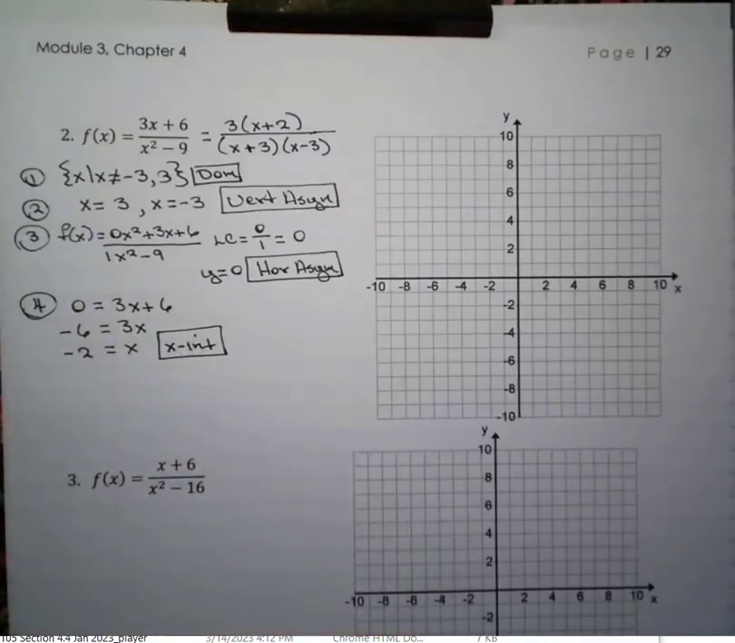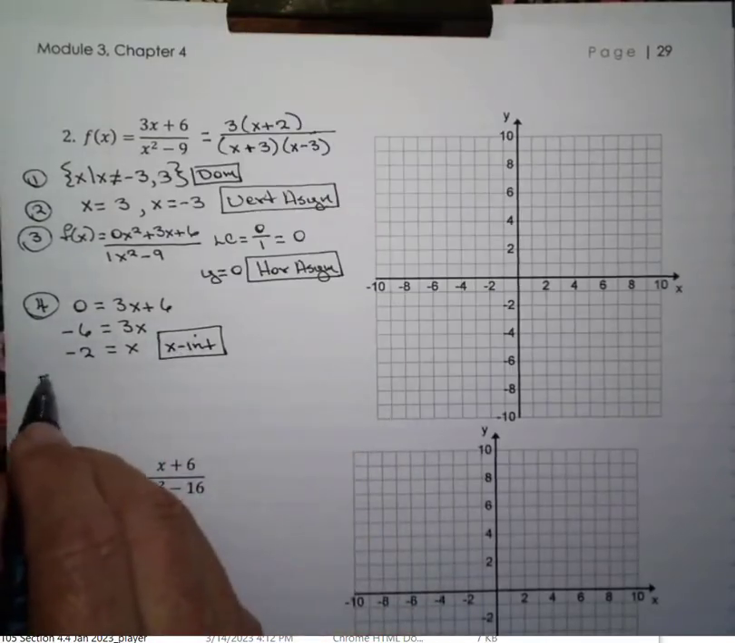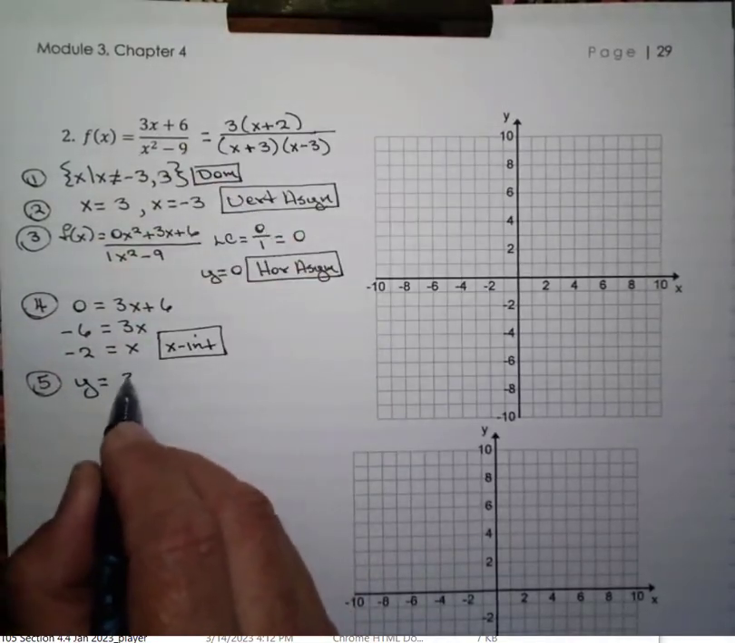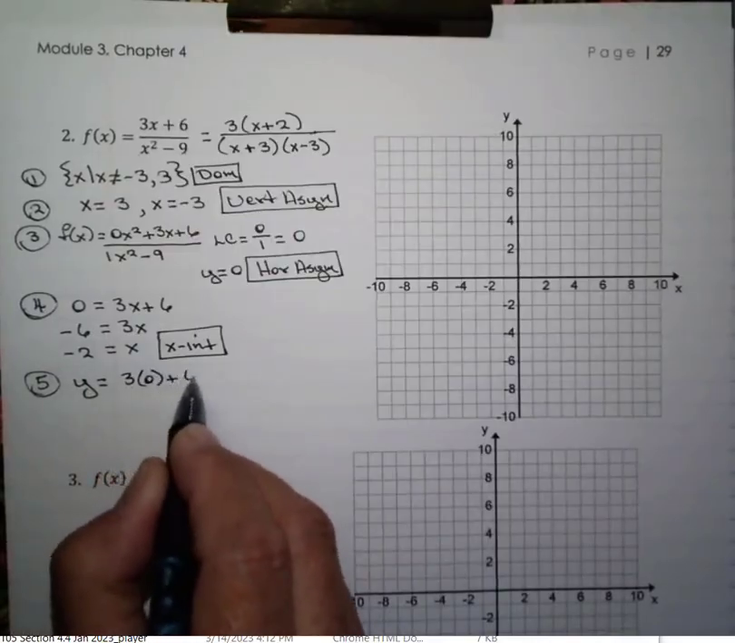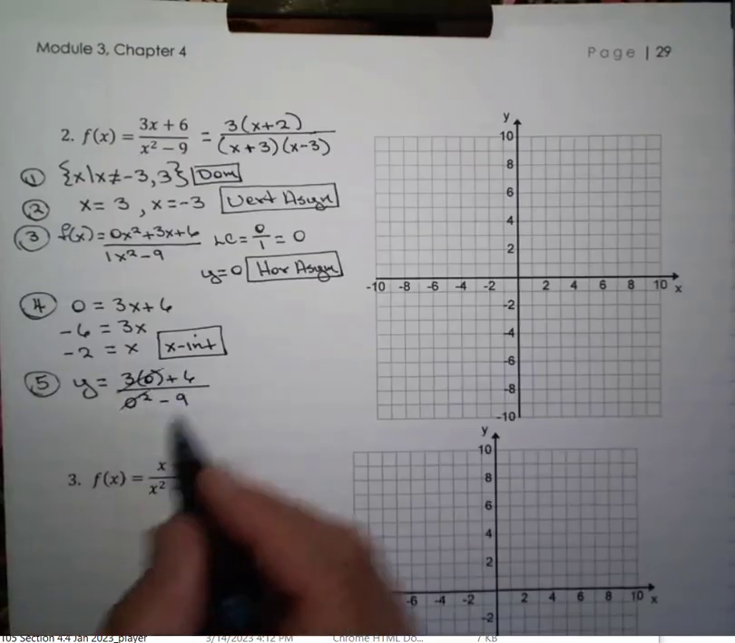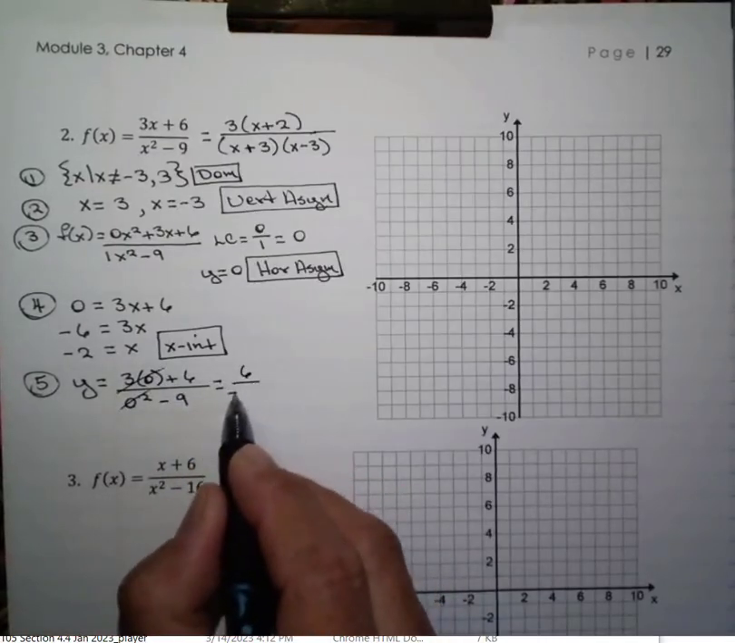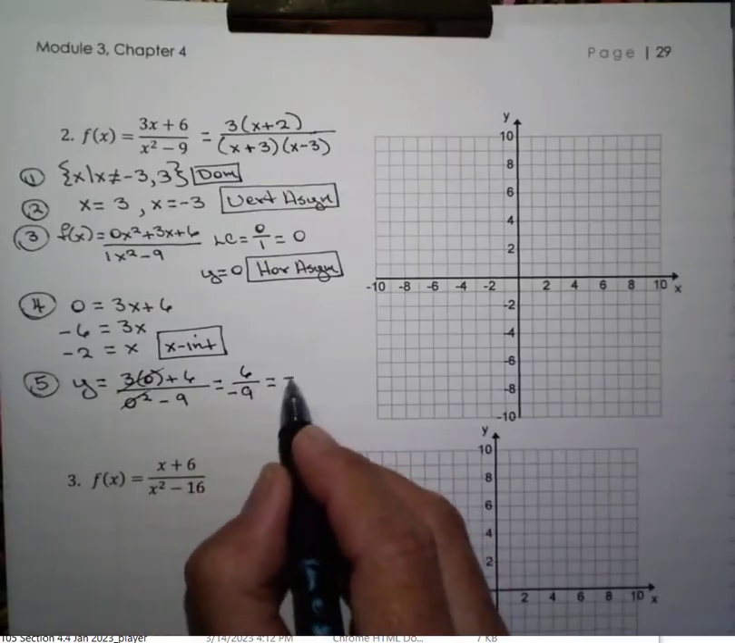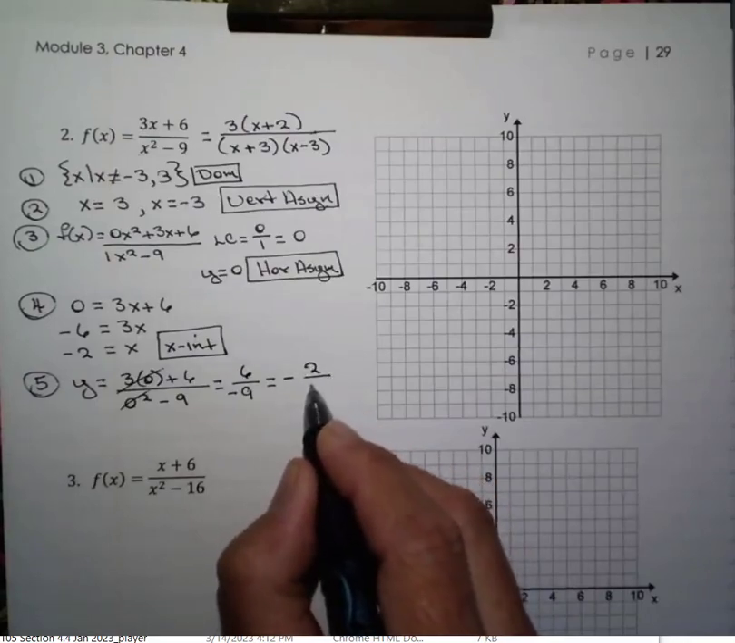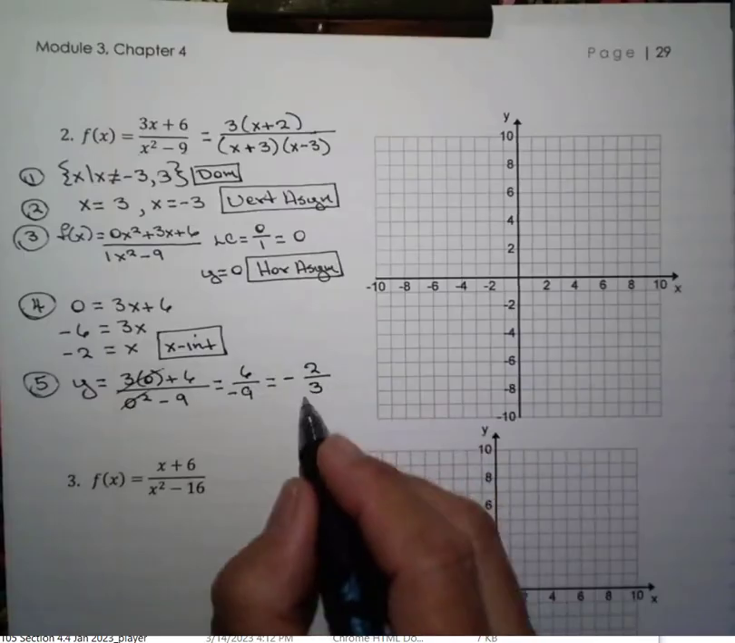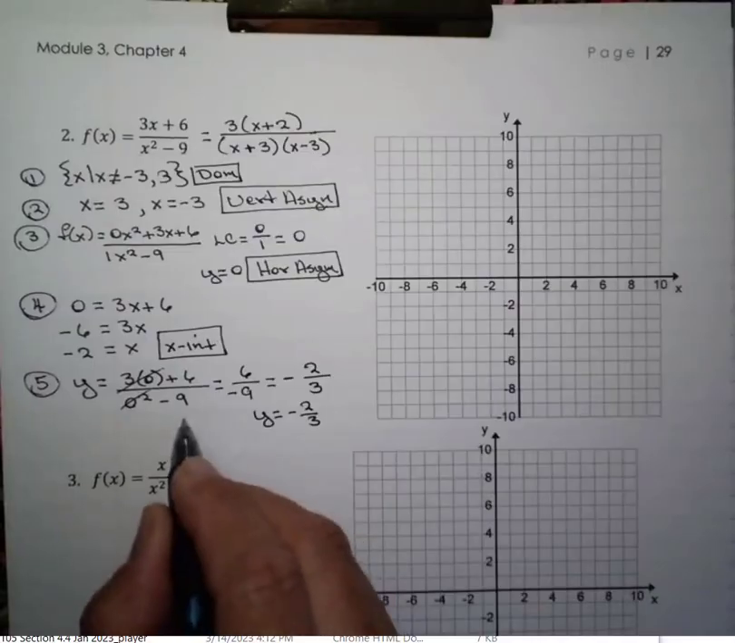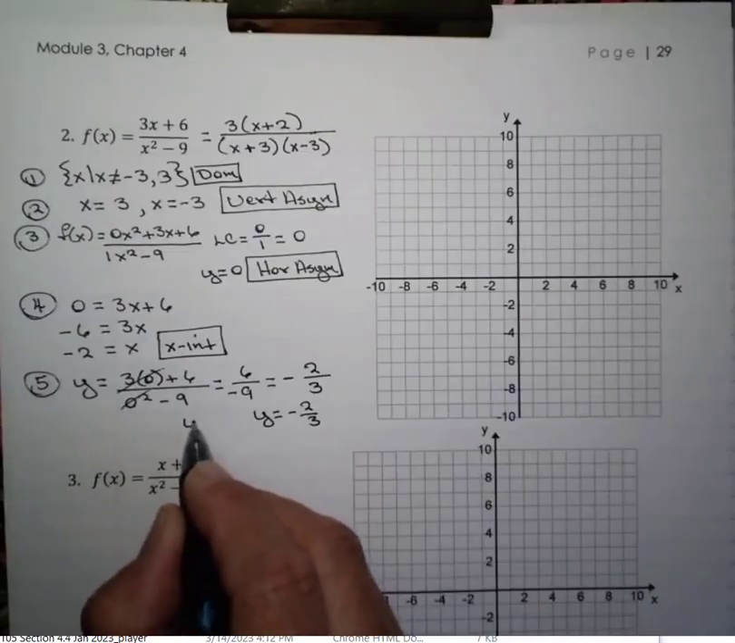Y-intercept, of course, is where x is equal to 0, isn't it? So for the y-intercept, I'm going to put 0 for x into my function. I'm going to say 3 times 0 plus 6 over 0 squared minus 9. Well, these are both going to be 0. So what I've really got is 6 over a negative 9, which I can reduce. It's going to be a negative fraction. Divide both of them by 3: 6 divided by 3, 9 divided by 3, and I end up with y is equal to negative 2/3, and that is my y-intercept.